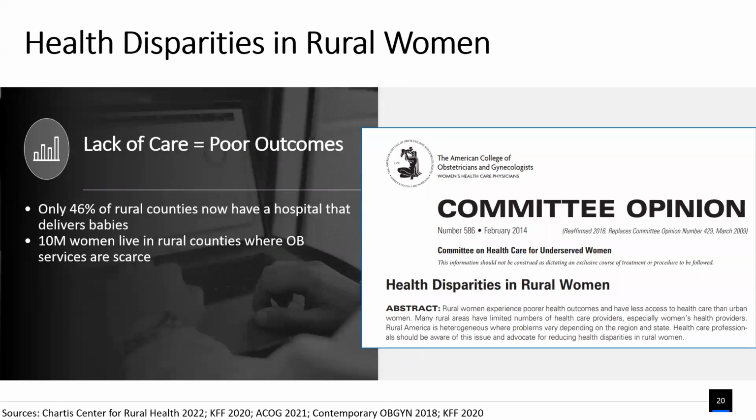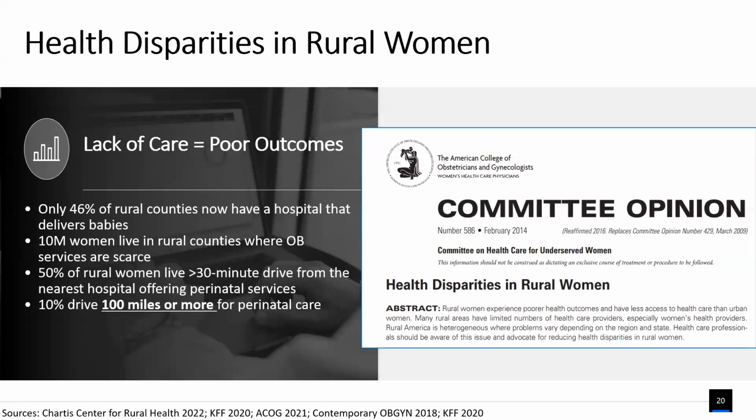Now, this idea of the Midwest and rural areas of the country is something that has gotten a lot more attention over the last decade. Only 46% of rural counties actually have a hospital that delivers babies. There are 10 million women in these rural counties with scarce OB services. And ACOG has a committee opinion giving advice about how to start working on the disparities that rural women are affected by. Obviously, the biggest driver of that is access to care.